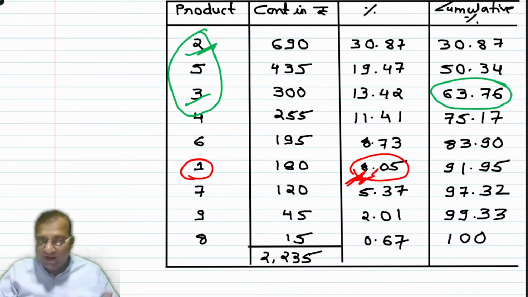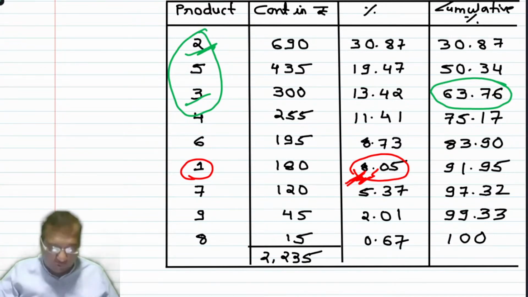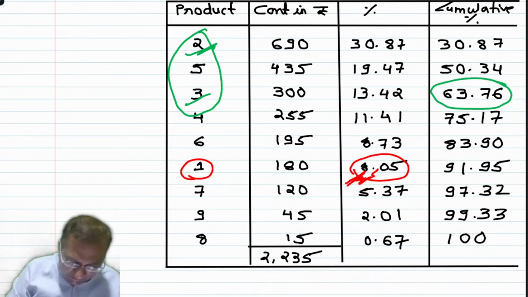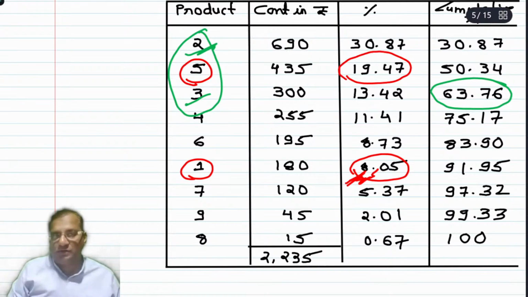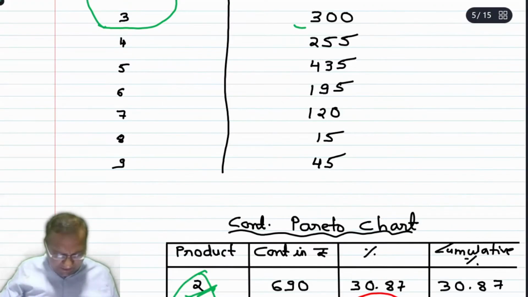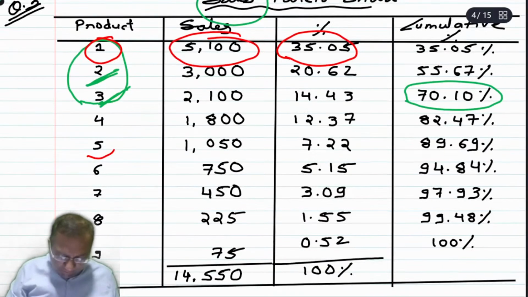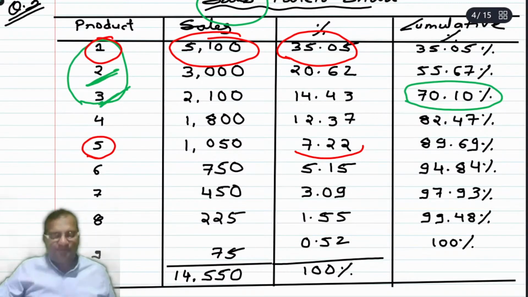This is the first point of our fourth finding. Then the other point in the fourth point is product number 5 is contributing almost 20% in contribution. Product number 5 is among the vital few among contribution and is contributing 20% in contribution, but regarding the sales, it is contributing just 7%.